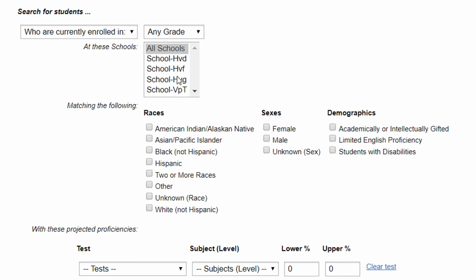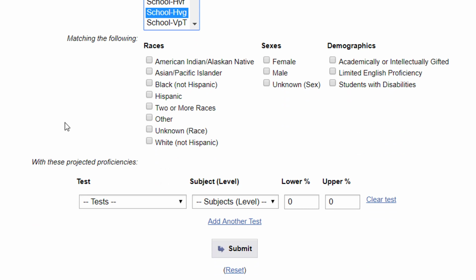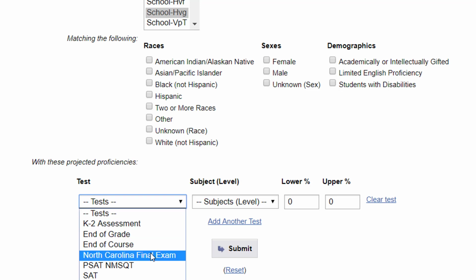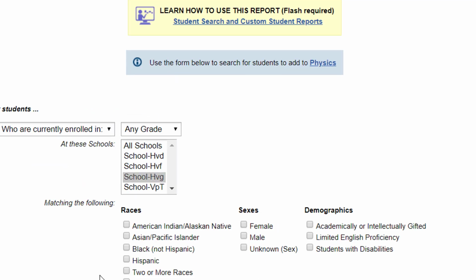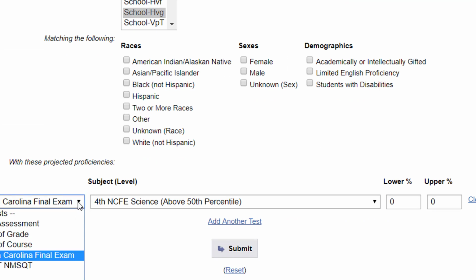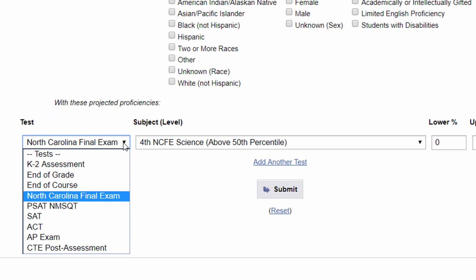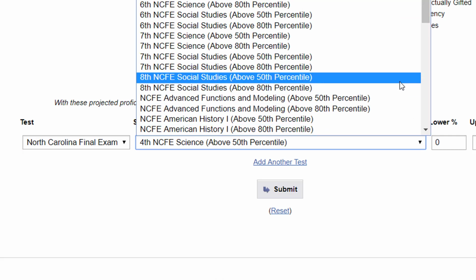I'm going to look at my students who are at the high school. For this particular report, I won't worry about race, sex, or demographics because I want all my students in the report. So I'm going to come down to the North Carolina Final Exam. And again, if you look here, you can do a custom student report even for your EOGs, for your EOCs, any test that you have in your school, your CTEs, your AP. So this can be done for any test that is given in the state for your school. Then I'm going to come over here and I'm going to find my physics.